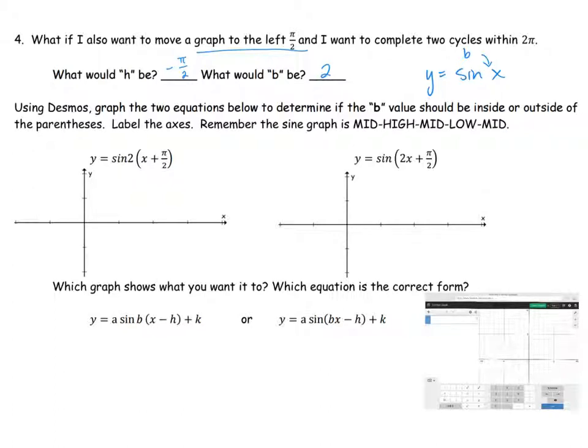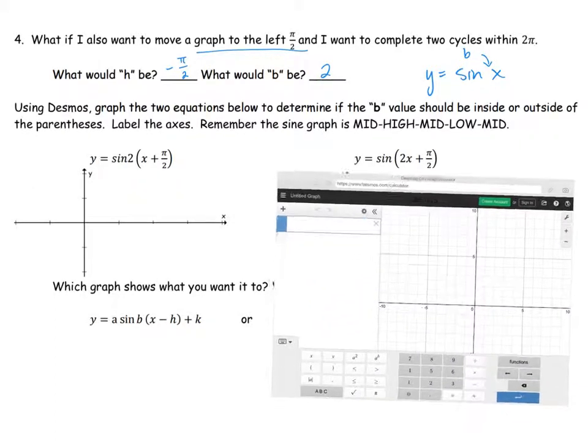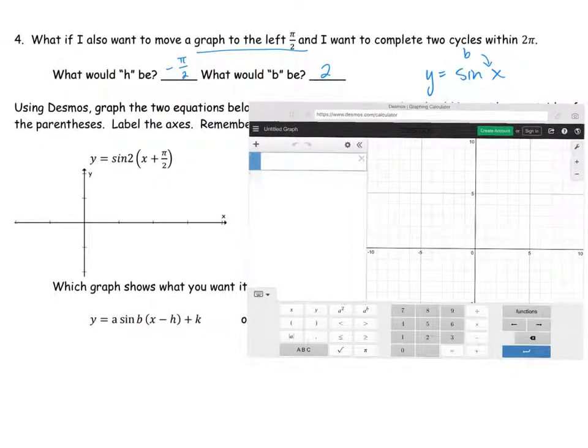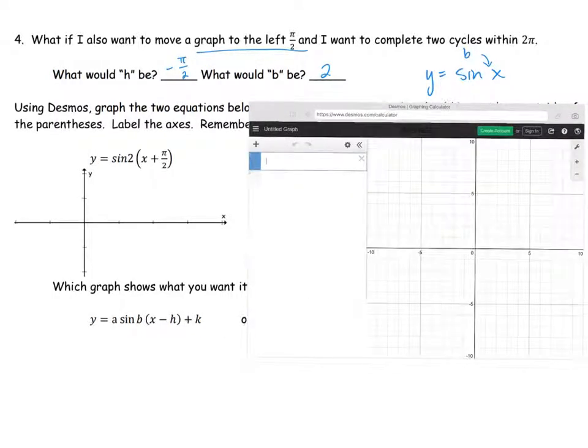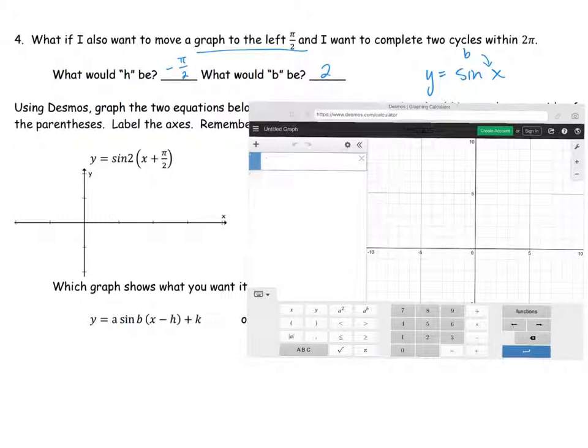So one of the things that people struggle with is where to put that 2. Do they put it inside the parentheses with x and h, or outside the parentheses with x and h? One of the things we can do is take a look at Desmos and see how this works. I'm going to refresh there. Yep, still working.